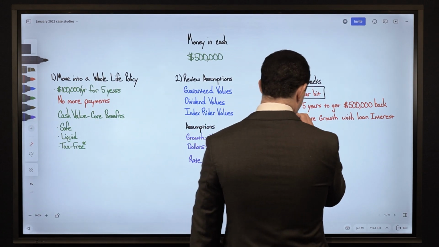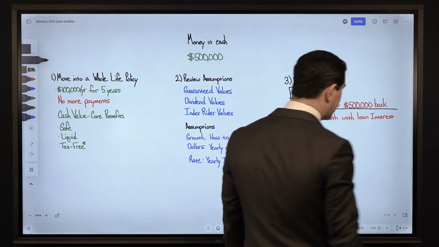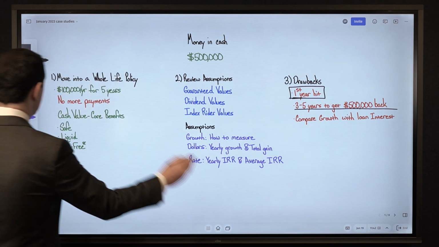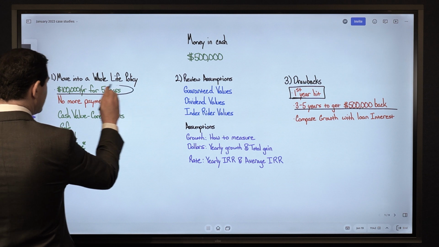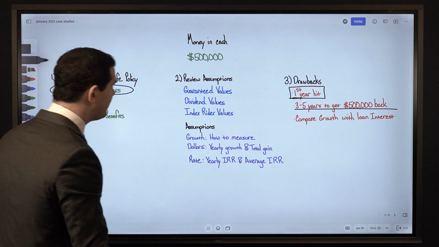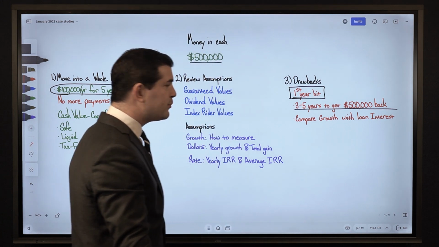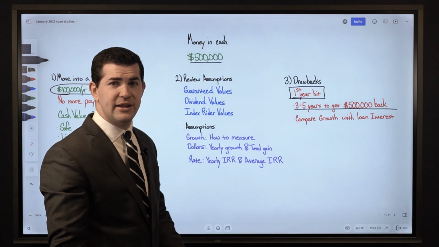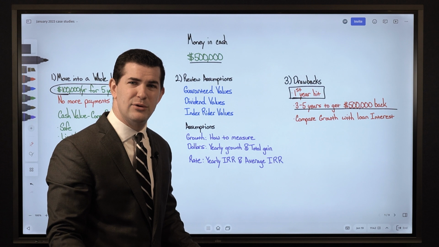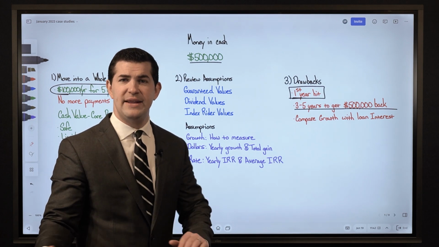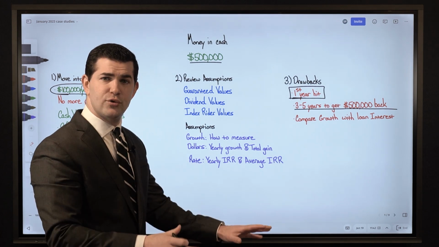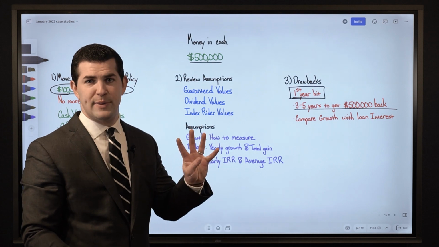Next, 3 to 5 years to get your $500K back. So his goal was to move $100,000 per year into the policy for 5 years, that excess money in cash, and he did that. When was the break-even point? The guarantees were just about year 6. Year 7, he was positive. Based on the dividend rate and also that indexed rider assumption, year 4, he was positive.